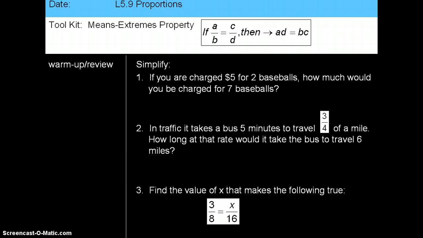Our toolkit includes the means extremes property, which relates two equal fractions to a special multiplication. If a over b equals c over d, then a times d is equal to b times c. Some people call this cross multiplying. As a warm-up or review, please take a few moments to answer each of these questions.